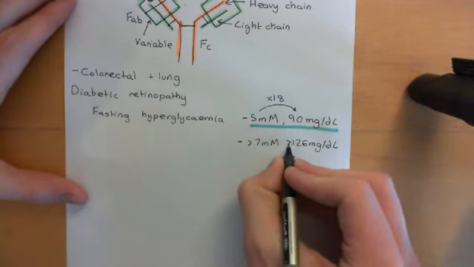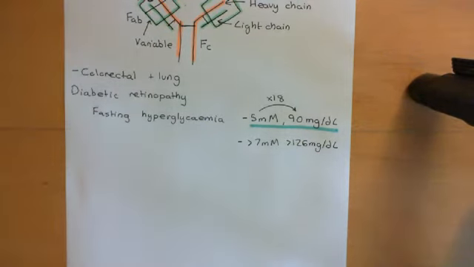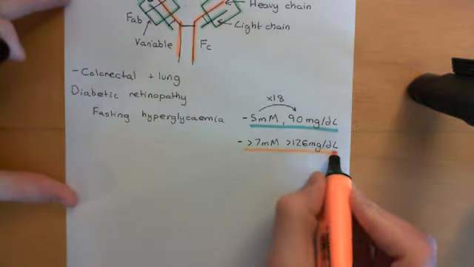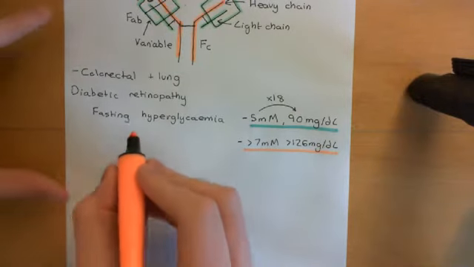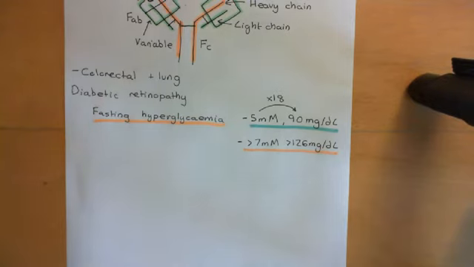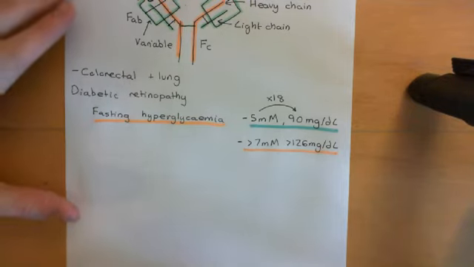So if you have a fasting blood glucose concentration of above 7 millimolar or 126 milligrams per deciliter, then that's the definition of diabetes mellitus, basically. In addition to having elevated fasting blood glucose concentration, i.e. fasting hyperglycemia, you also have absolutely massive postprandial glucose spikes. So let me just explain this.